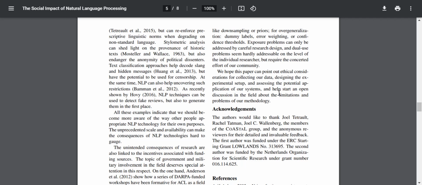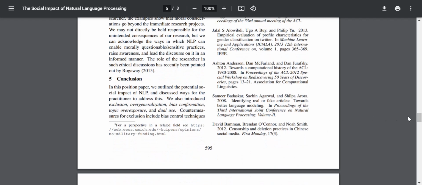We hope this paper can point out ethical considerations for collecting our data, designing the experimental setup, and assessing the potential application of our system, and help start an open discussion in the field about the limitation and problems of methodology. The authors would like to thank Joel Tetrault, Rachel Tatman, Joel C. Weilenberg, the members of the posting group, and the anonymous reviewers for their detailed and invaluable feedback. The first author was funded under the ERC, alright, so this grant. The second author was funded by the other grant.